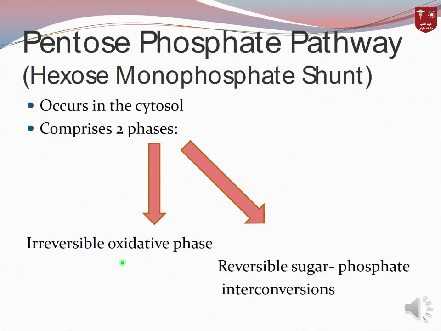The main aim of this pathway is to produce in this phase the NADPH and the ribose phosphate molecules.